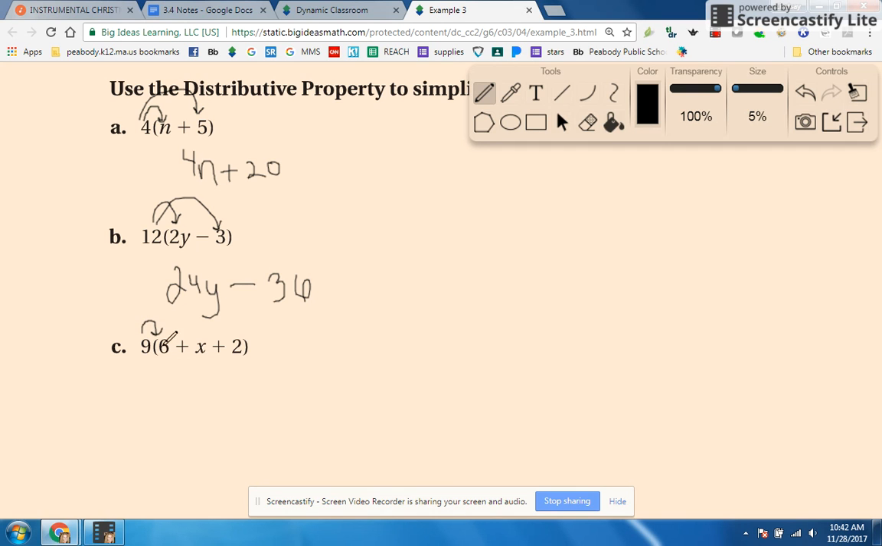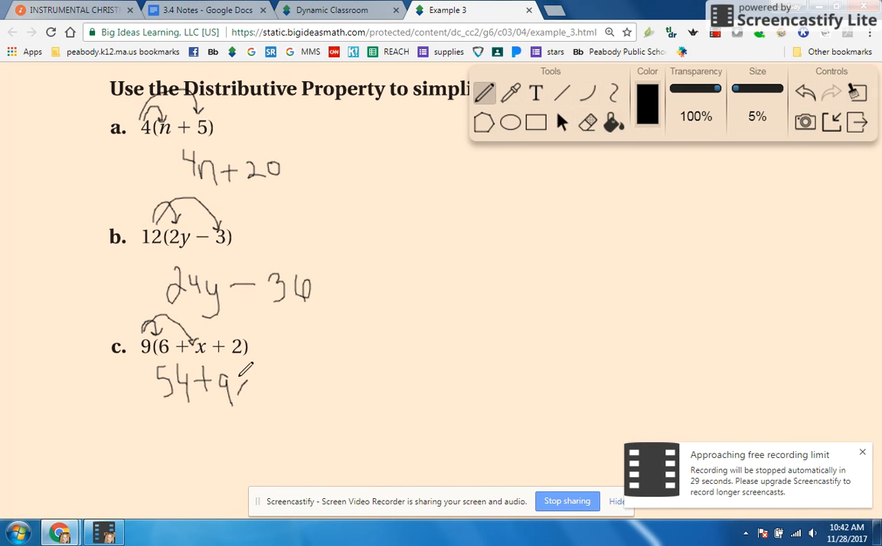Last one here. 9 times 6 is 54. I'm going to bring down the plus sign. 9 times x is 9 times x. Bring down the plus sign. 9 times 2 is 18. Now this one's a little bit different. You have a couple of numbers that are just constants. You're allowed to add those. So you can add the 54 and the 18. So when you're going to do that, you're going to get 72. And then your final answer will be 9x plus 72.